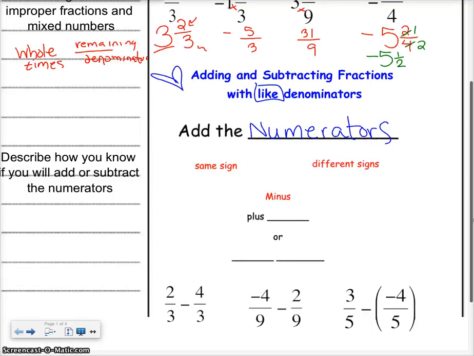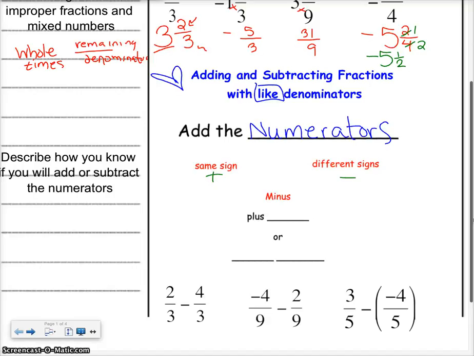But we have to be super careful because now you're going to have positive and negative. So you need to know when do you add them, when do you subtract them. So notice I put a little chart, a little integer review chart. If they're the same sign, you add. Remember? Same sign, add. If they're different, what do you do? Subtract.